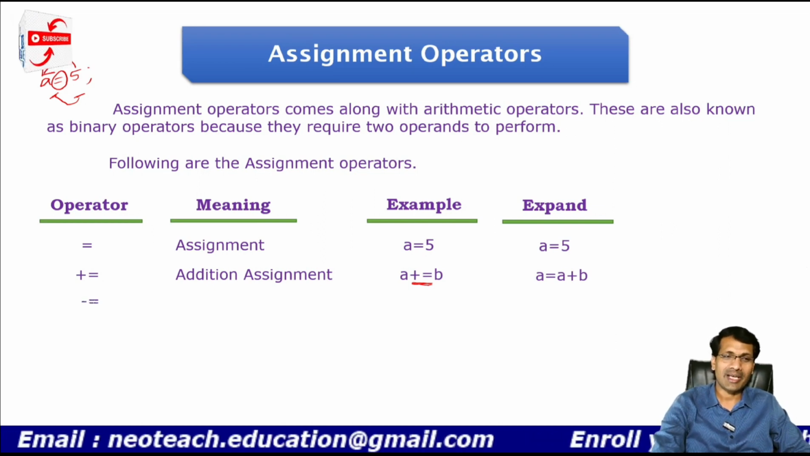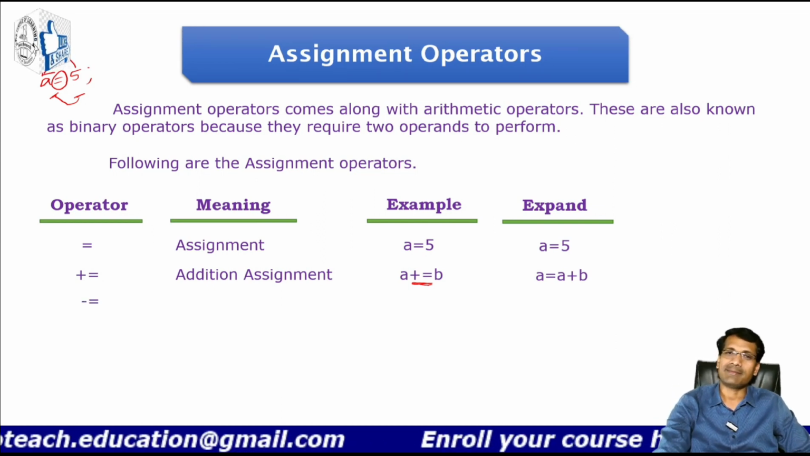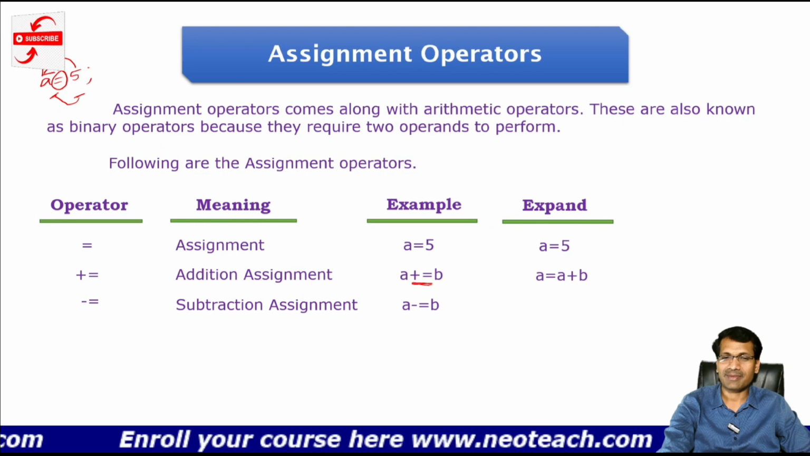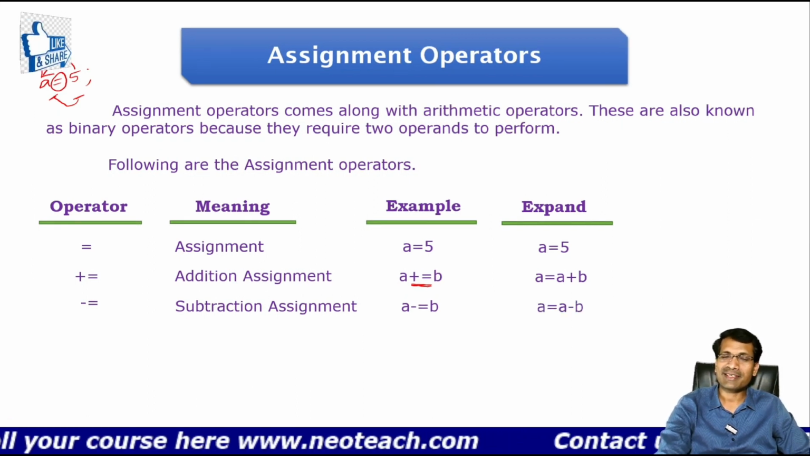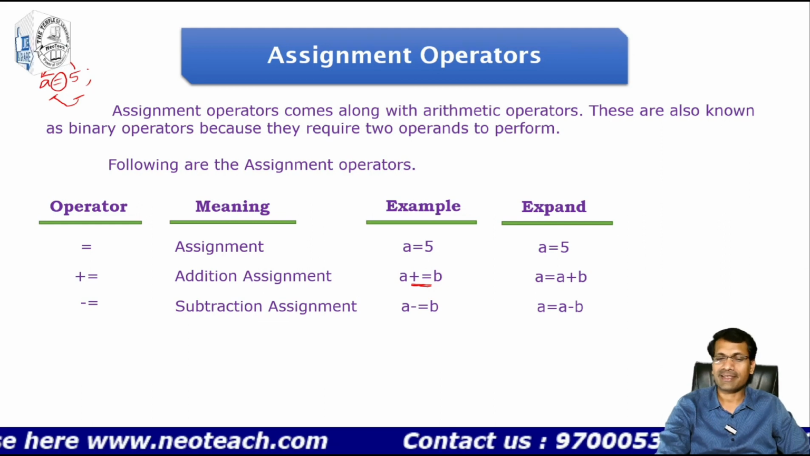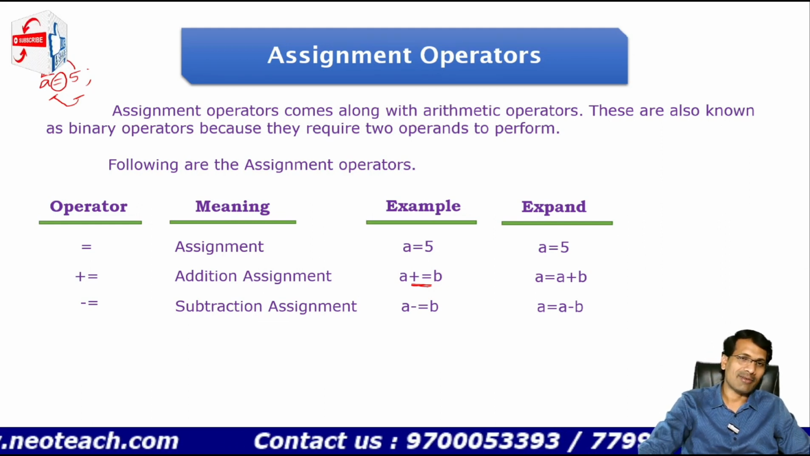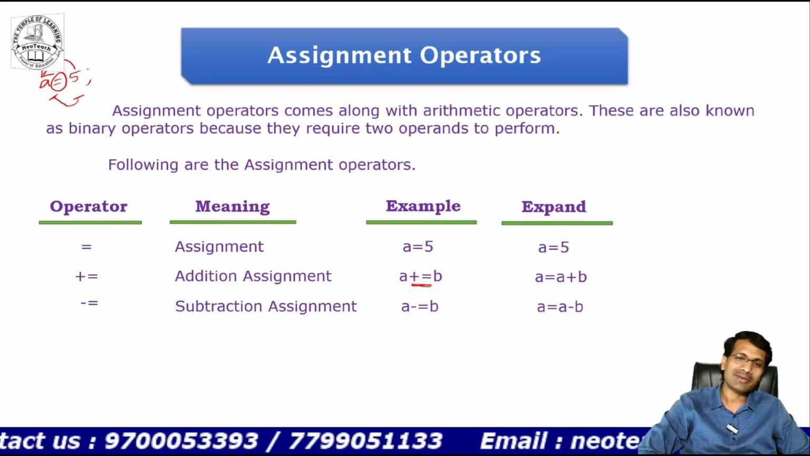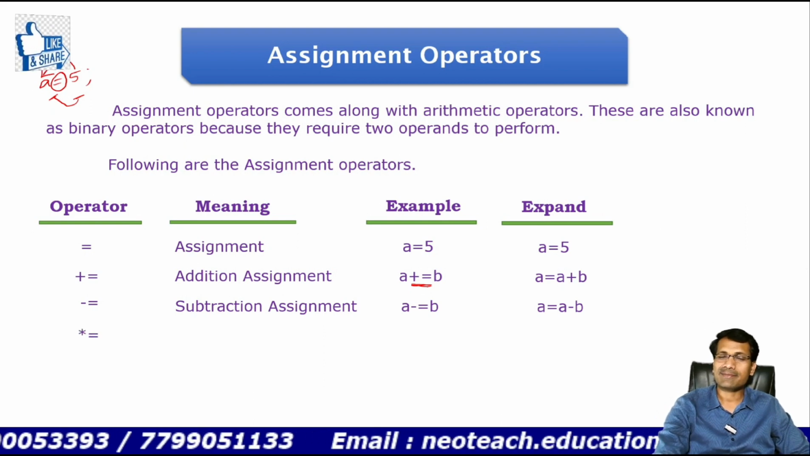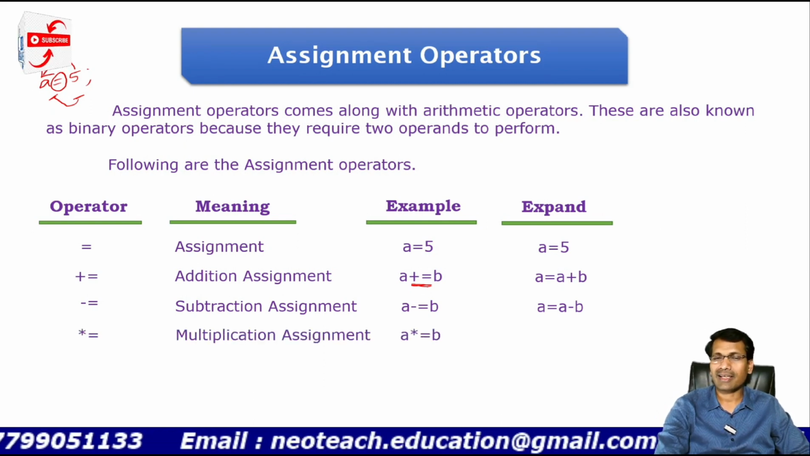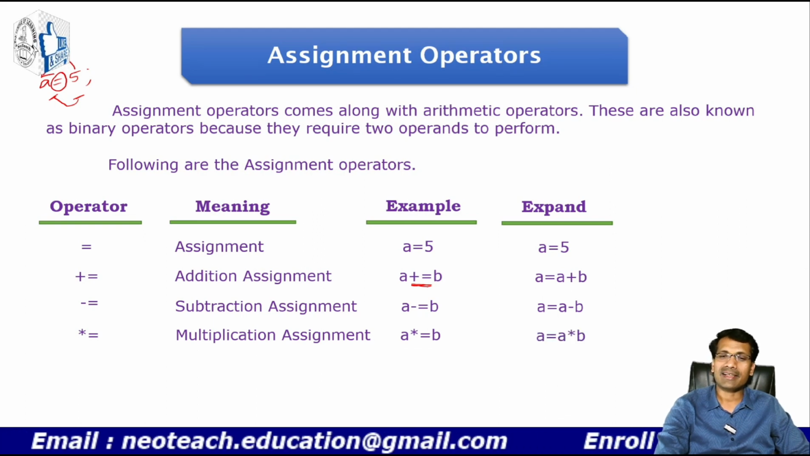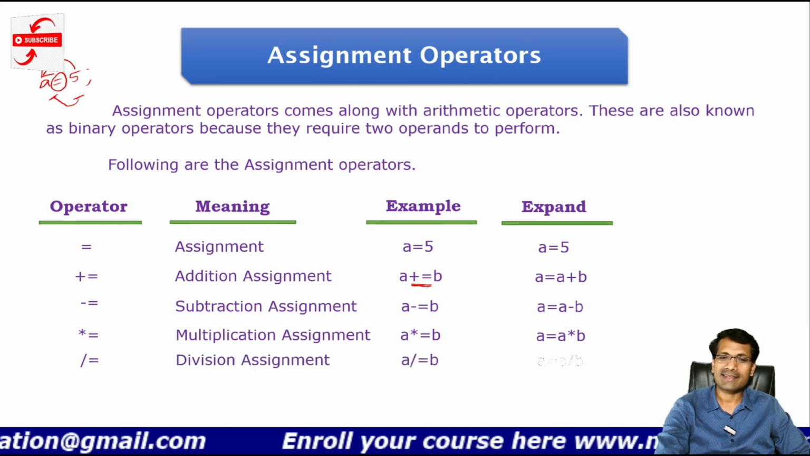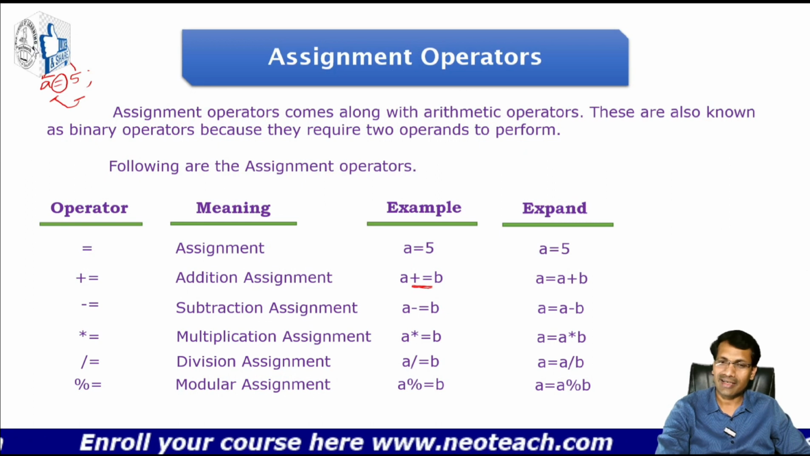That is the meaning. Okay, and next one is subtraction assignment. Like subtraction assignment, an example is A subtraction assignment B. In this the expand form is nothing but A is equal to A minus B, which means the second operand is deducted from the first operand and the result will be stored into the first operand. And next one is multiplication assignment, and we can write A multiplication assignment B, and the expand form is A is equal to A into B, and division assignment, as well as modular assignment. Like this we will write.